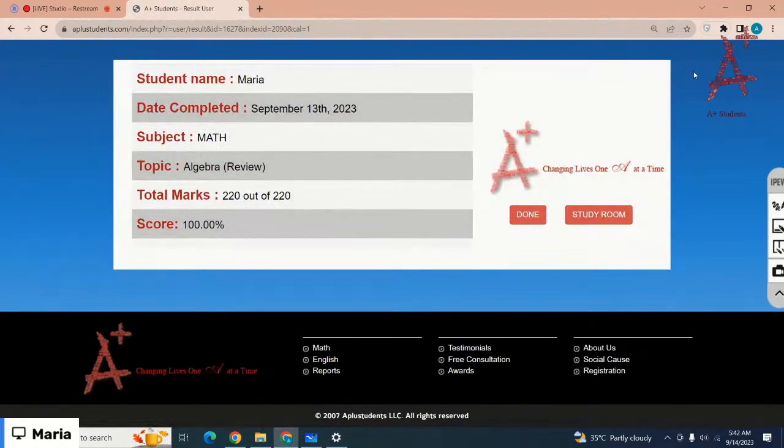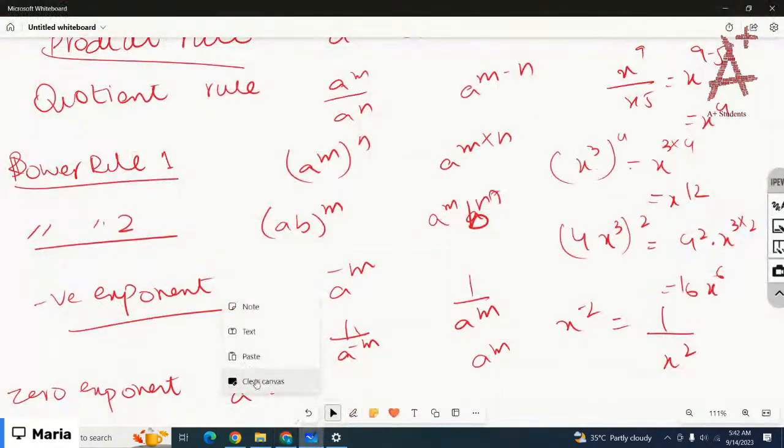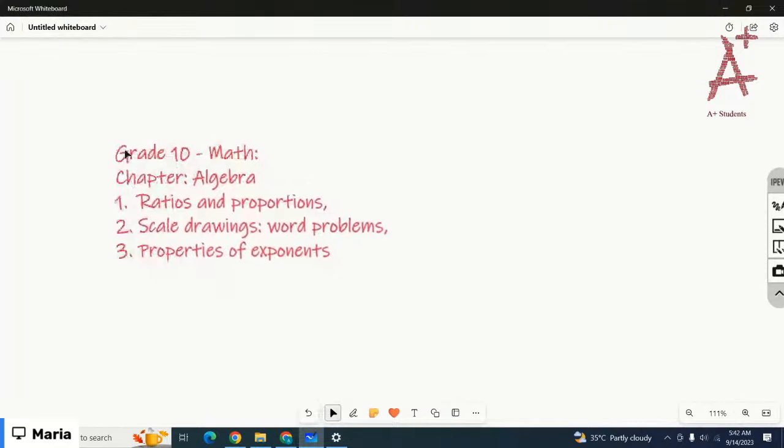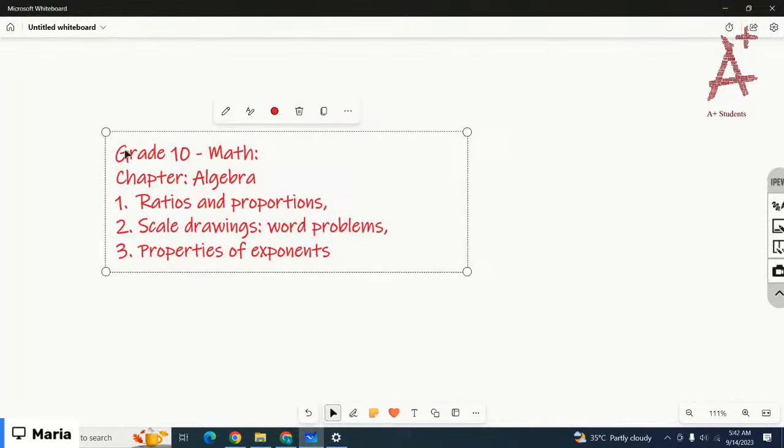Okay, we are done with the lesson. We were working on grade 10 math. The chapter we're working on is algebra review. The lessons we have completed today are ratios and proportions, scale drawings, word problems, and properties of exponents.